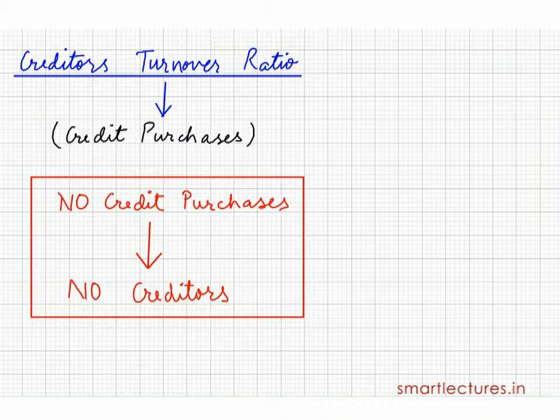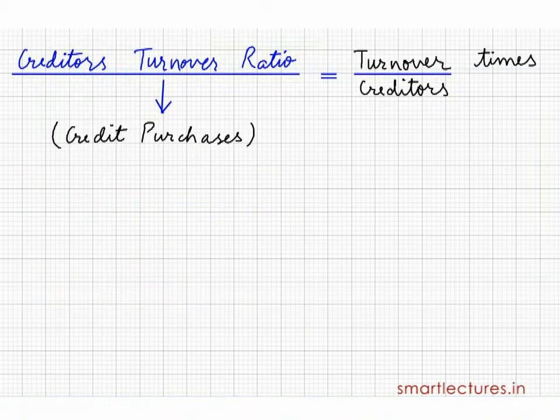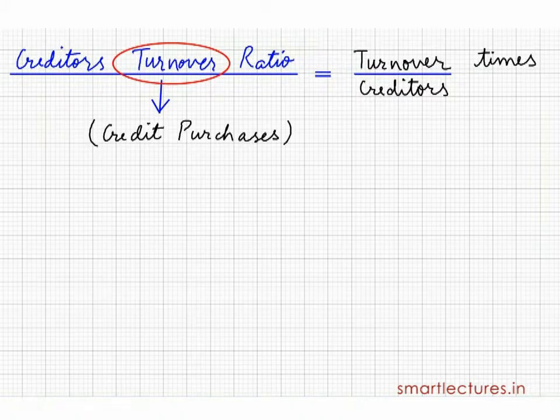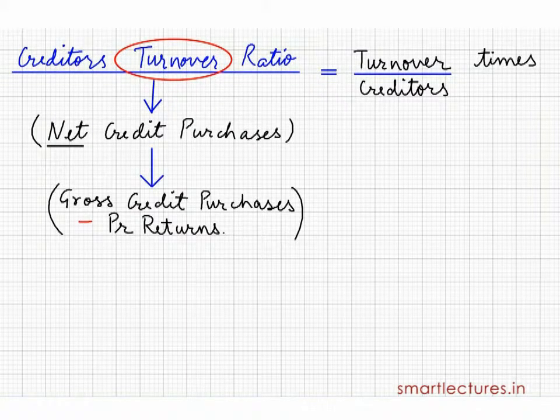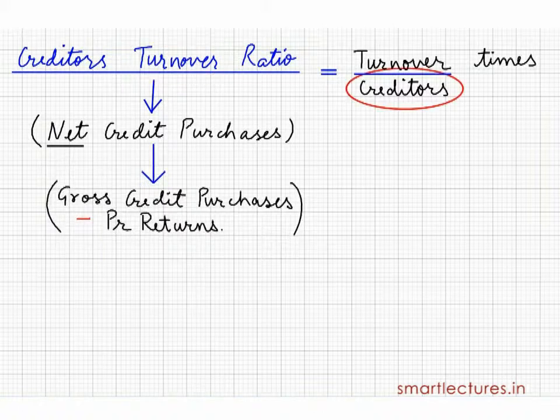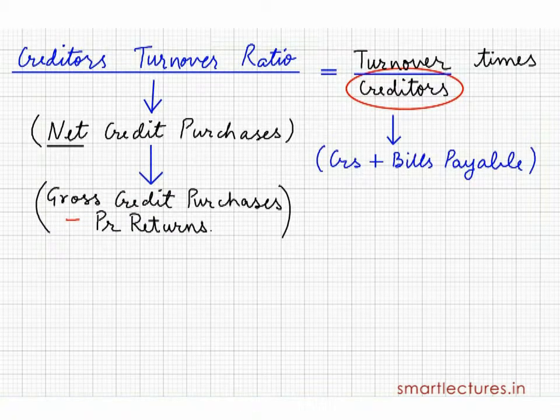So the formula will be turnover upon creditors, in times. It is always expressed in times. Normally all turnover ratios are expressed in times. Here turnover means credit purchases. Credit purchases means net credit purchases, I mean to say gross credit purchases minus purchase returns. And creditors means creditors as well as bills payable. So creditors includes bills payable in this expression.